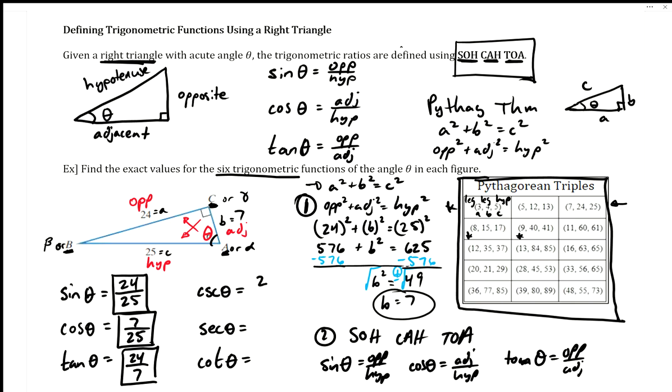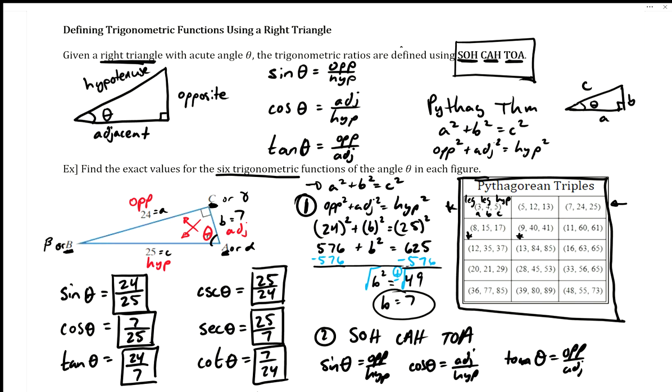And now that we have those 3, we have the other 3. Cosecant of theta flips the sine theta answer, it is 25 over 24. Secant of theta is 25 over 7. And then cotangent of theta would be 7 over 24. So how nice. Okay, so that's how we use these.